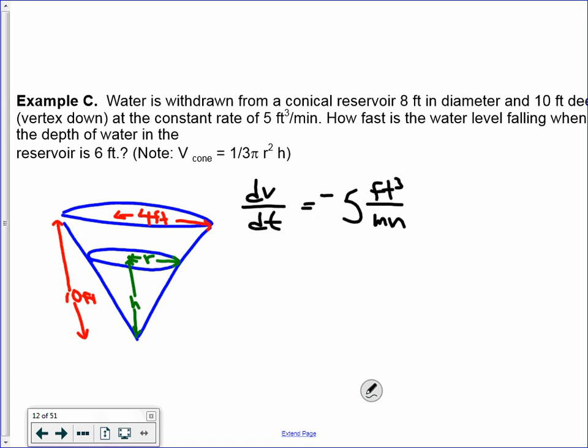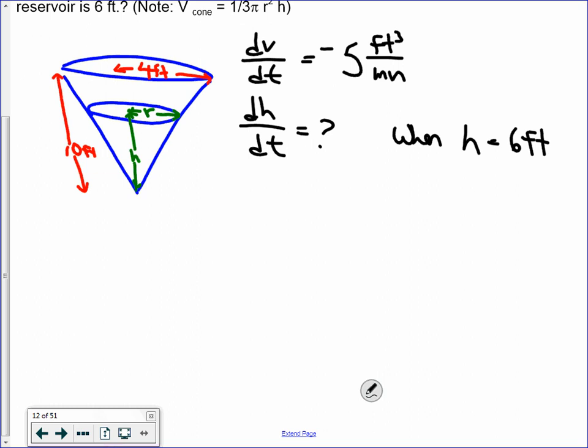Now, how fast is the water level falling? So what is that now? What do we ask for? What is dH dt? When they say the water level, I mean the height of the water. What is dH dt when the depth of the water in the reservoir is 6 feet? So when something equals 6, H. Okay, we got it set up. We have dV dt, we want dH dt, right?